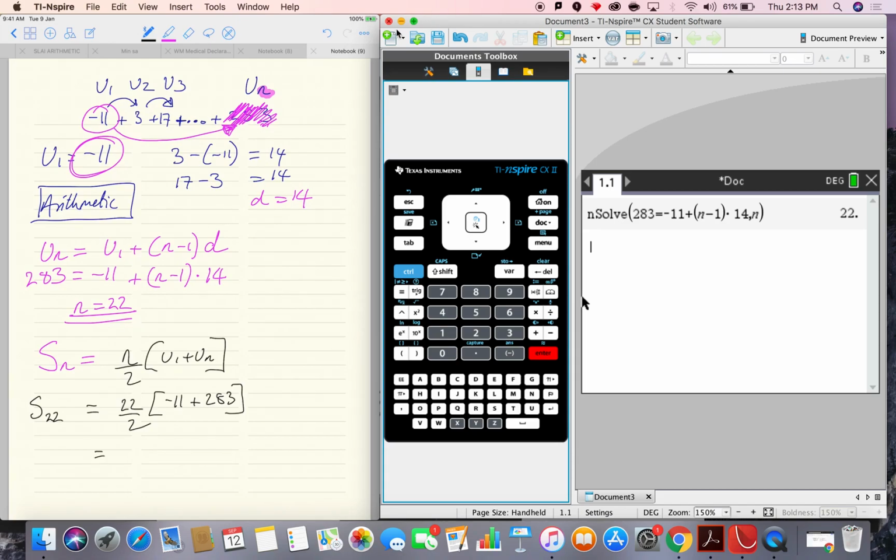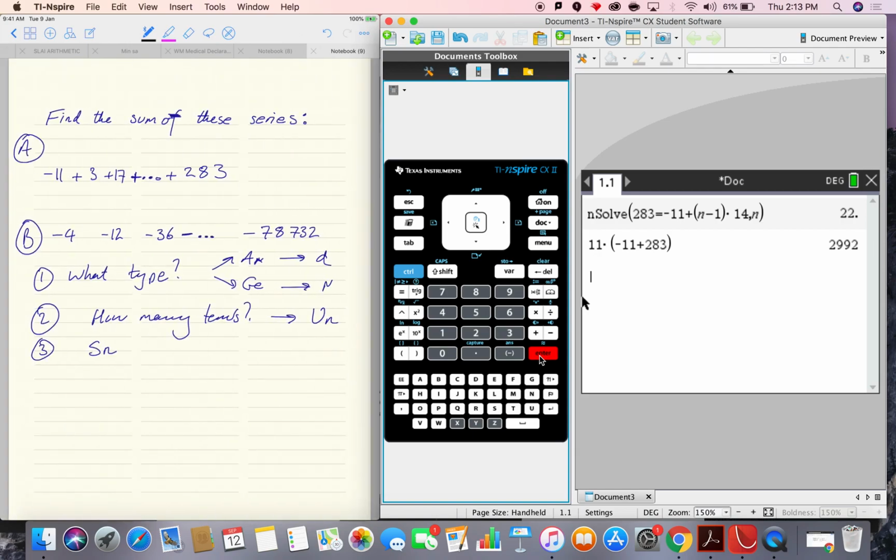And so let's just go and type that in. 22 divided by 2, times by, in brackets, negative 11 plus 283. Okay, so that's 2992. Fabulous. All right, let's go for the second question.